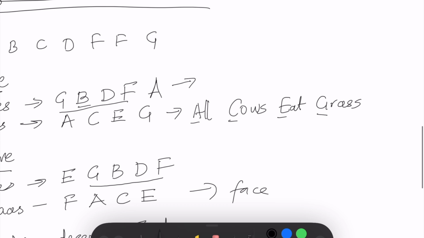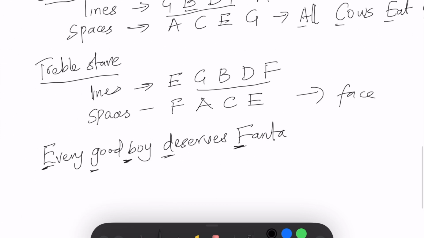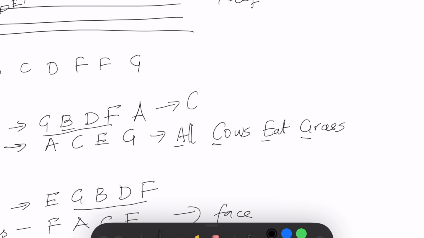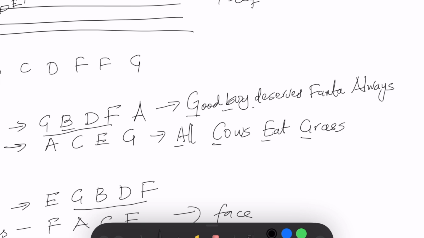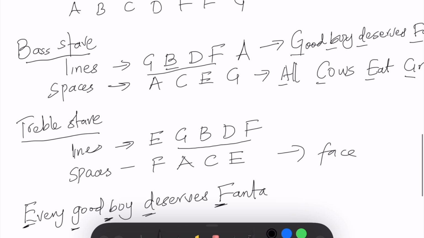So I can bring all this back. Good boy deserves Fanta, and write it again and say good boy deserves Fanta, and then add another word called always. And so you'll be able to remember by doing that. Good boy deserves Fanta always. GBDFA. So now let's see how we can remember this very quickly.